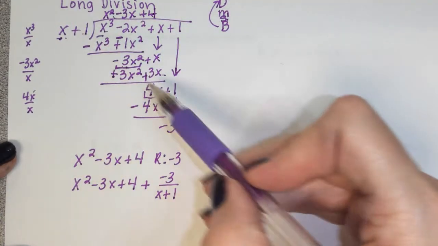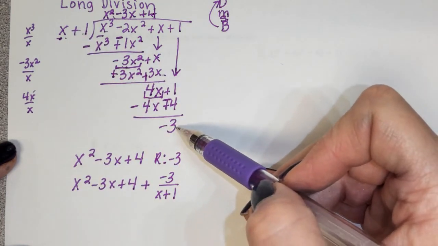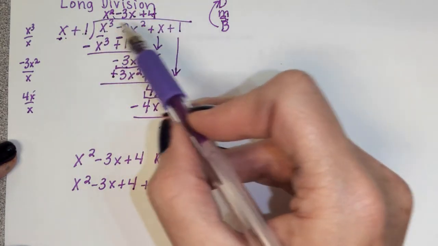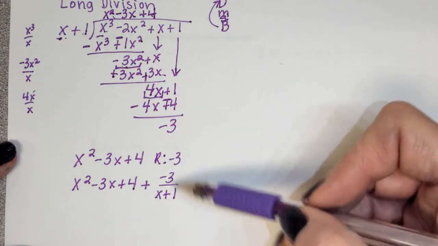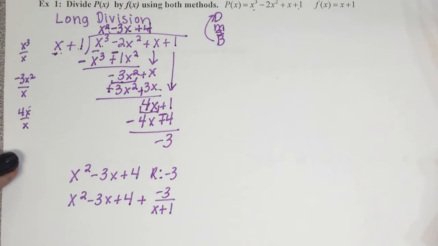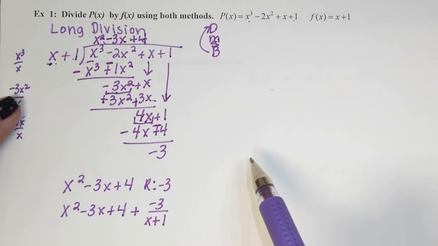Just like if these had been numbers and this was a -3 and this was a 5, well, let's make it just a 3 and a 5. I would say here's my answer, 3/5, right? Because that would be the fractional part. So that's how I can do this problem with long division.